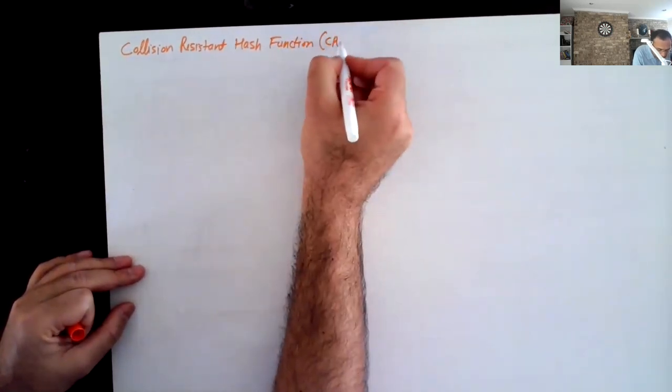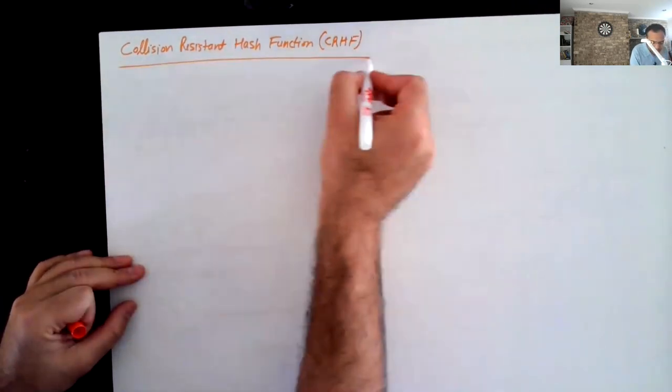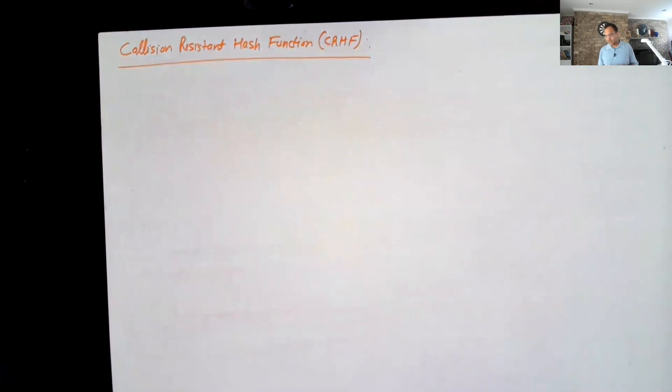Or CRHF for short. And collision resistant hash functions are very relevant to the study of MACs and digital signatures, because sometimes they can be used to compress the message, and then you only MAC or you only sign the smaller message. And we will see that in more detail in the next class.